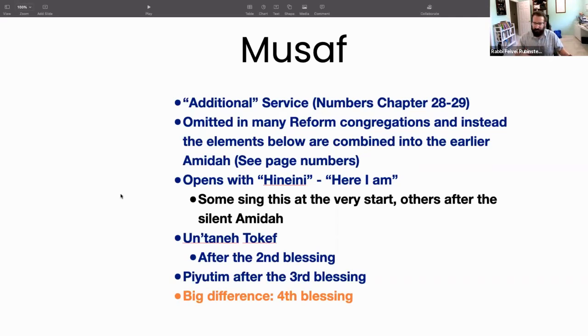Is there a female version of Hineni? Hineni is in the singular. I shouldn't be so gendered, but okay, I'll have to look more into that. I don't know. I'm not familiar with that one.